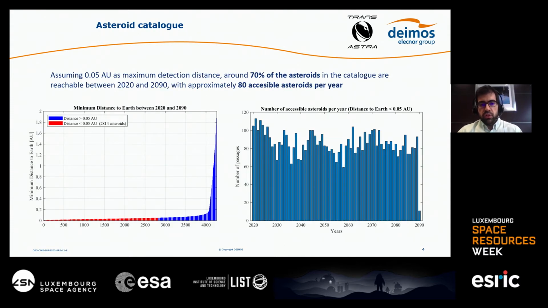With this population, the first thing we did was check how many of those asteroids are within 0.05 astronomical units of the Earth in a period of 100 years, approximately, which is considered as the maximum detection distance. Taking that into account, approximately 70% of the asteroids in the catalog are reachable between 2020 and 2090, more or less, with a constant or more or less constant number around 80 per year. So we have a lot of missions per year to go to asteroids and extract their resources.